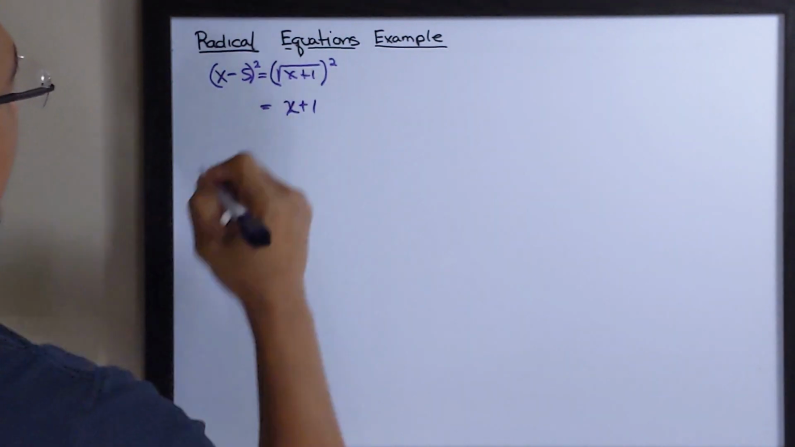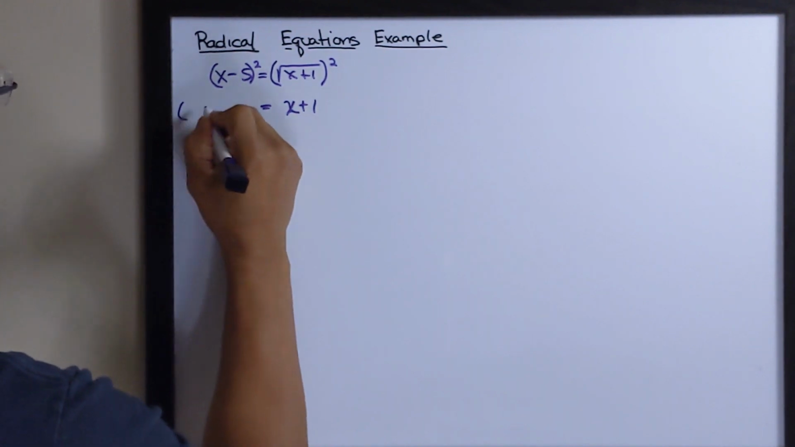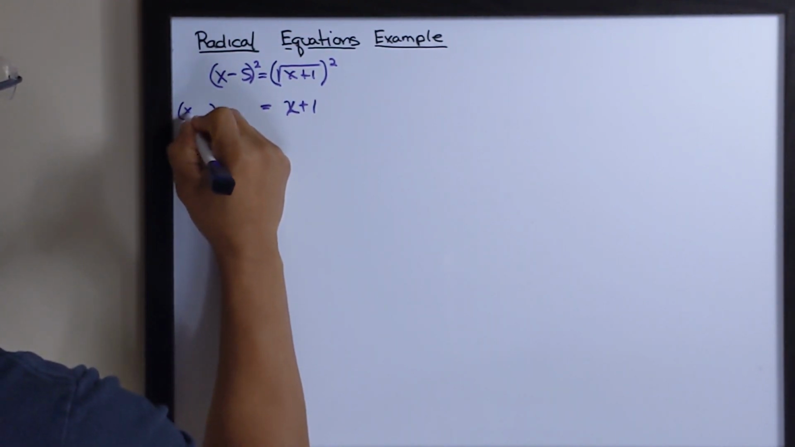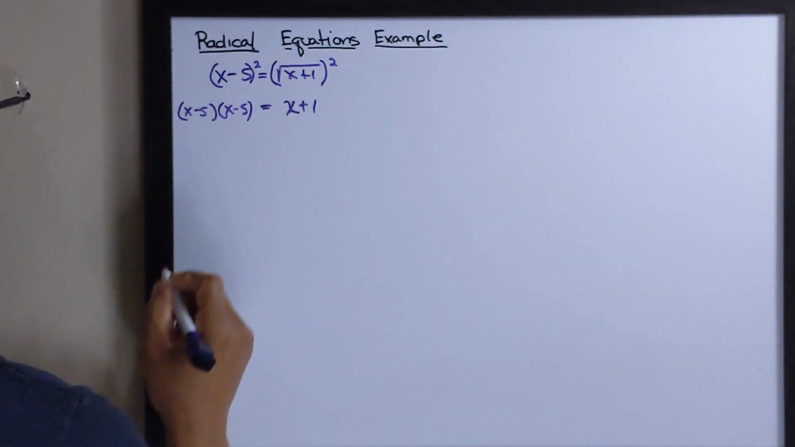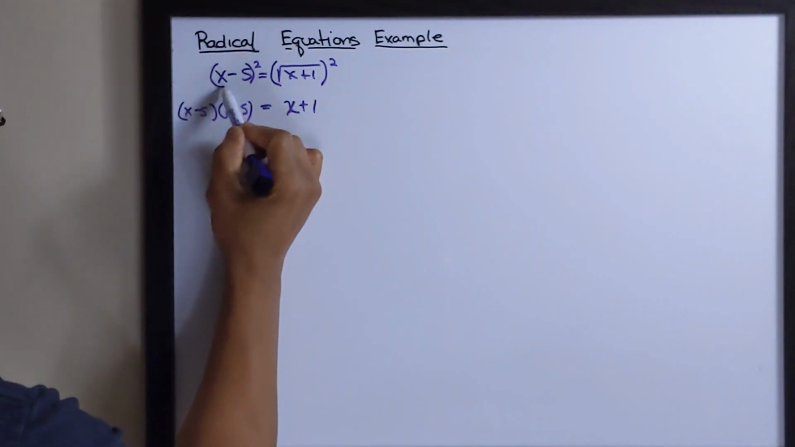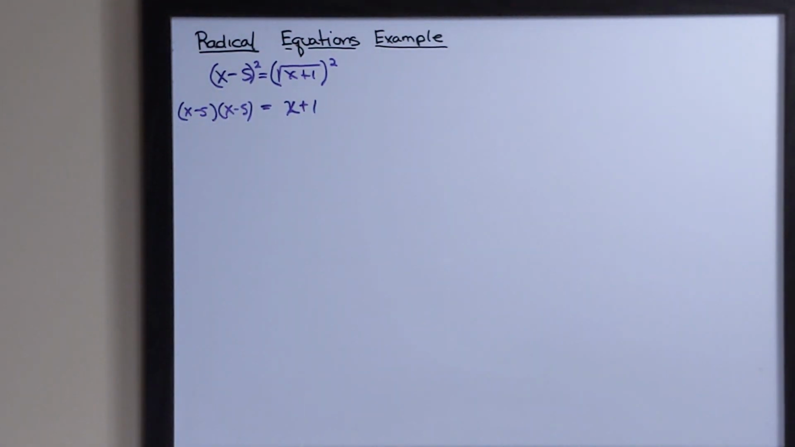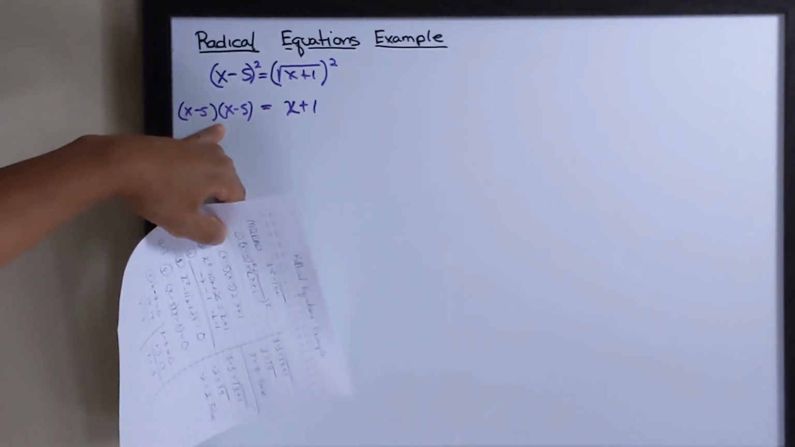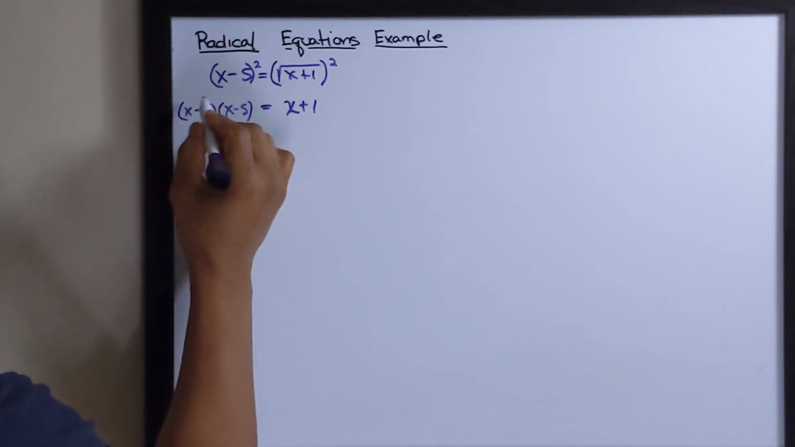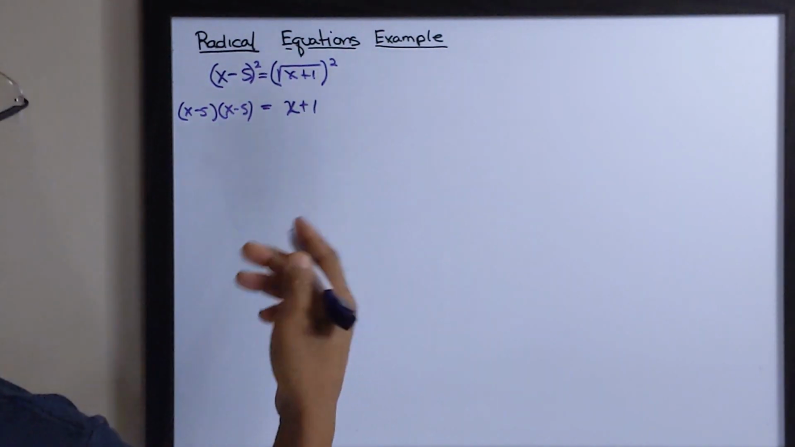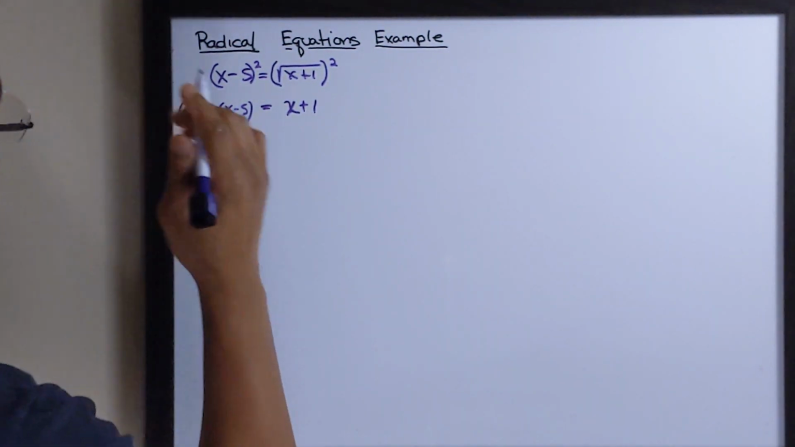Now the radical is gone on this side, but something else happens on the other side. We get x minus 5 times x minus 5. We basically squared this whole term right here. So what we've got to do is resolve this side now. To resolve this, we can use the FOIL method. There's a box method also, but I prefer the FOIL method to solve this problem.